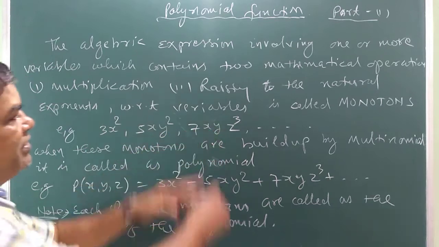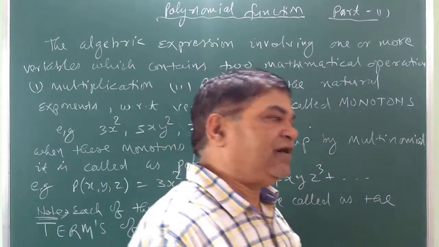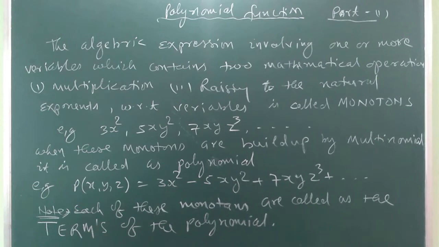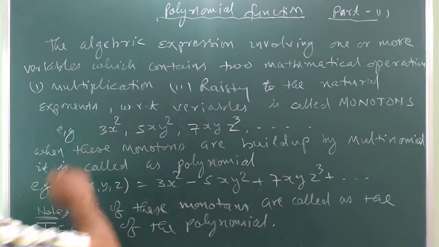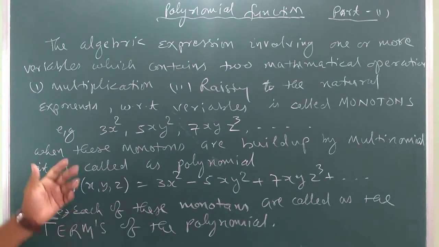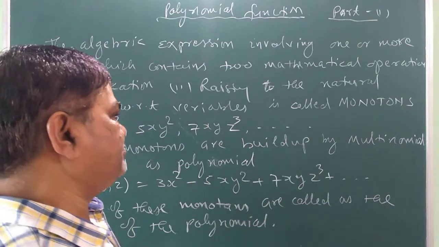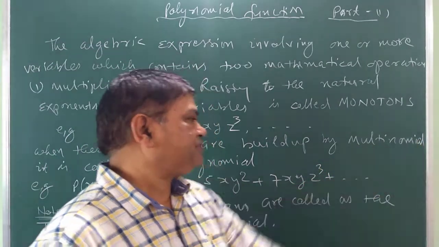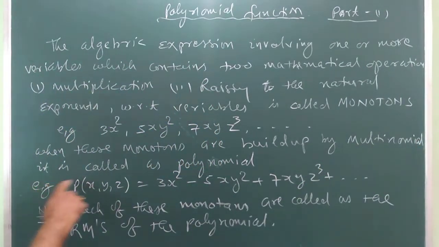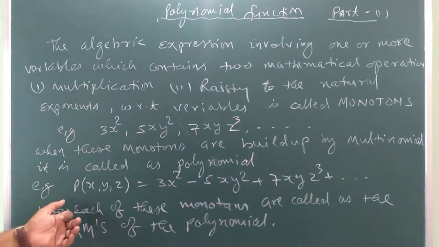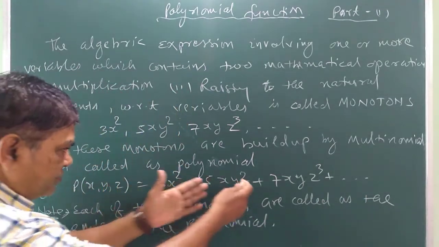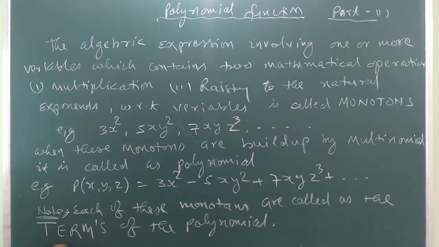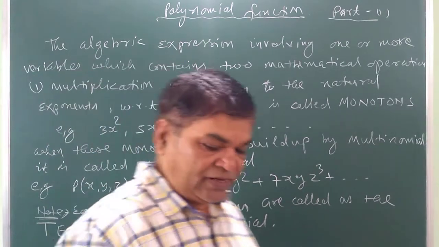The exponents will come with respect to the variables, which are called monomials. These all are called monomials. When these monomials are built up by addition, then it is called a polynomial. So the polynomial is written in this way, and each of these monomials is called a term of the polynomial.